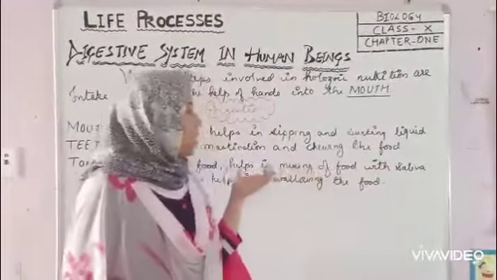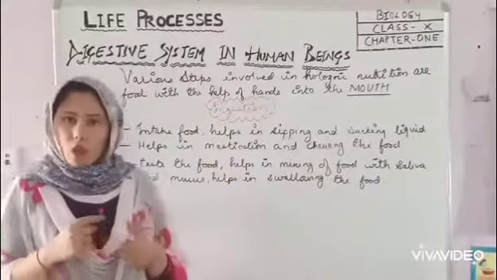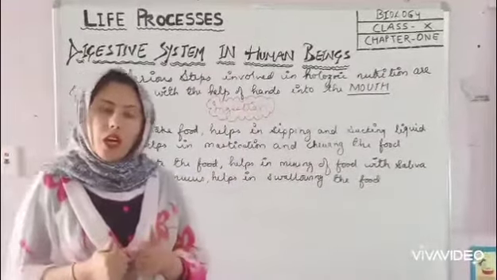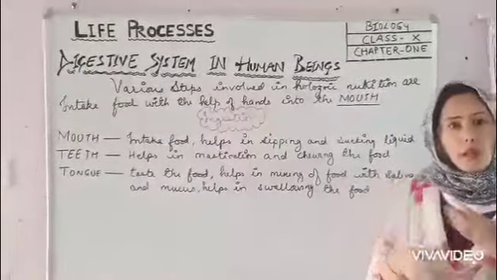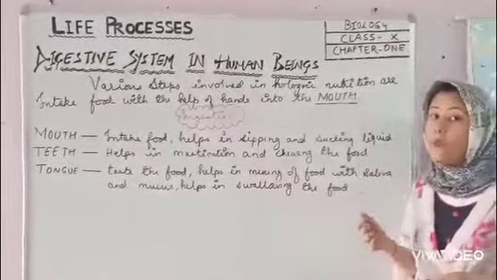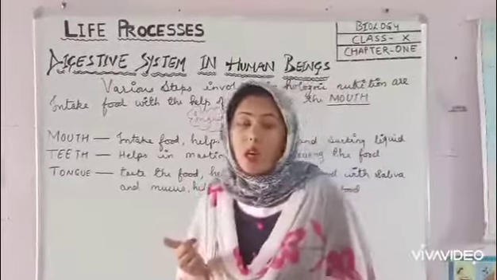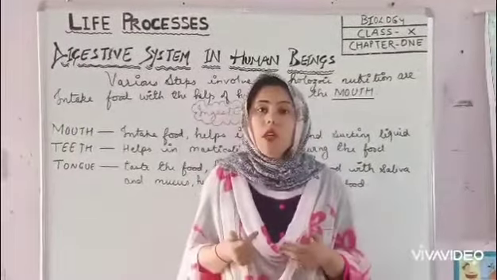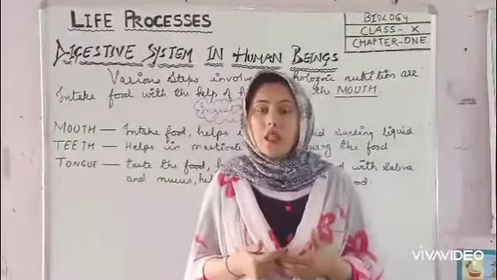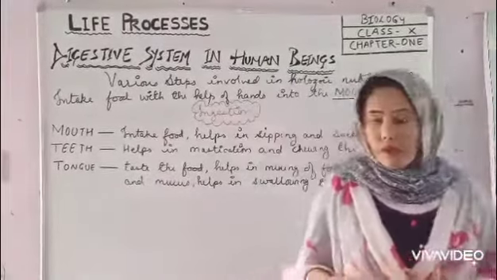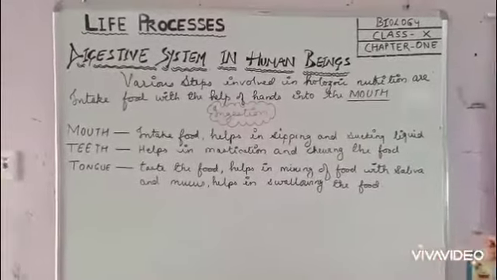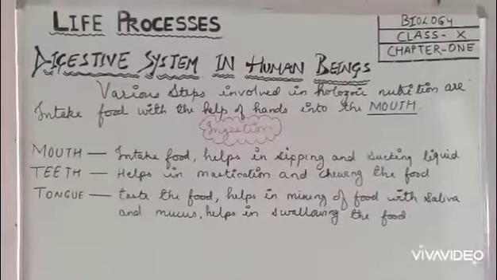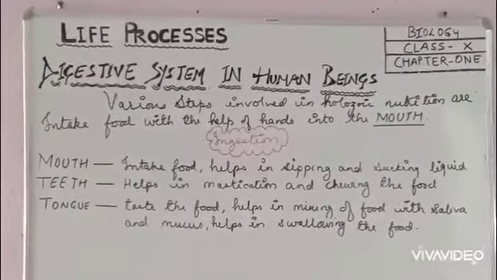And then the tongue helps in mixing of the food with saliva and mucus and helps in the formation of the bolus. It helps in swallowing of the food. It also helps in the taste of the food. खाना अच्छा है, बुरा है, नमकीन है, मीठा है, क्या है? We can identify it with the help of the tongue. So the tongue helps in mixing of the food with saliva and mucus and helps in swallowing the food.